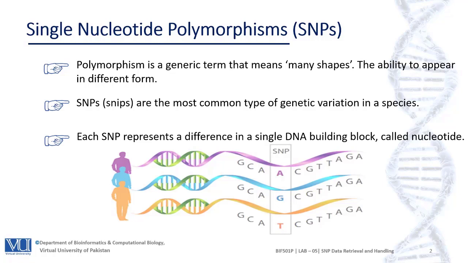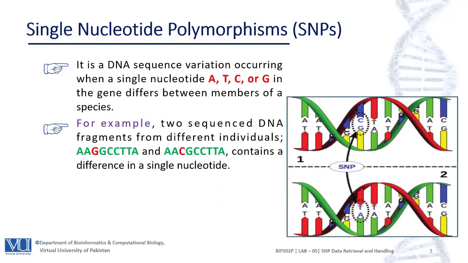As bioinformatics researchers, understanding how to retrieve and handle SNP data is crucial for studying these genetic variations, and their functional and clinical relevance. It is a DNA sequence variation occurring when a single nucleotide, like adenine, cytosine, guanine, or thymine, in the gene differs between members of a species.